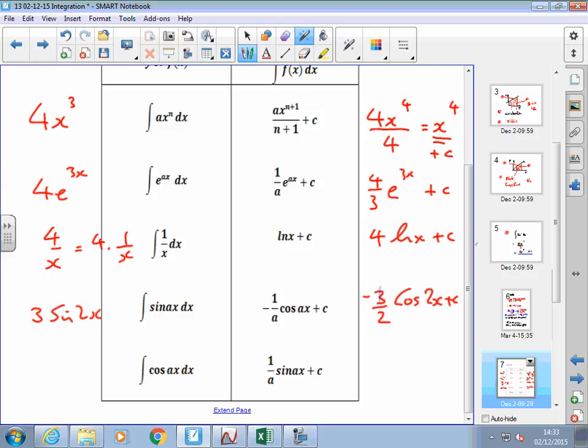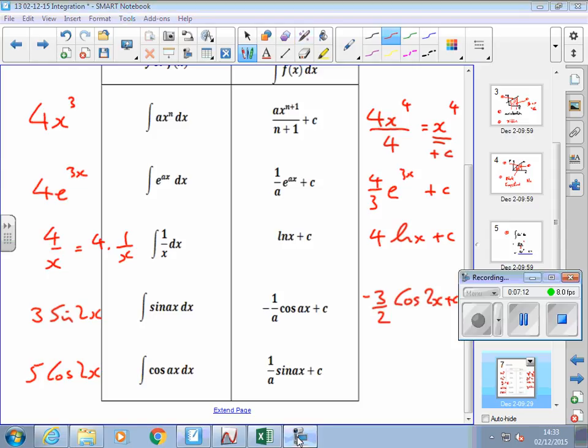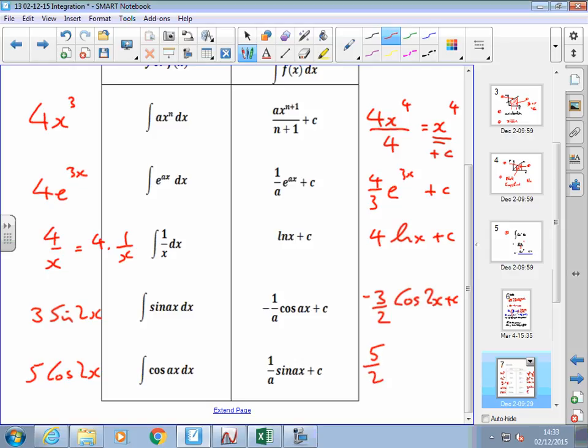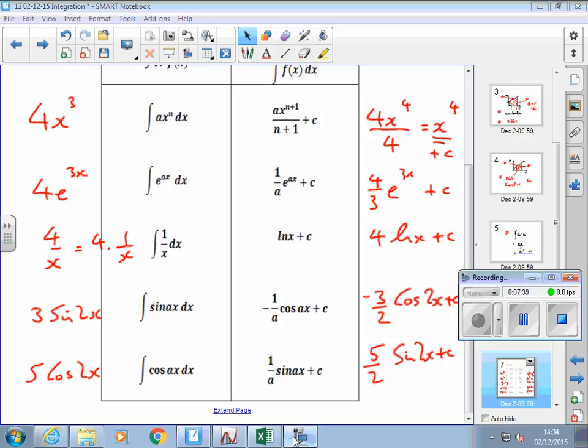Just write down what you think this last one would be. 5 cosine 2x. What would that be? Hopefully 5 over 2 sine 2x plus c. So those are the basic rules. There are other integrals, but they're the main ones that we use, so those are ones I'm giving you. And what we're going to be doing is using this table of integrals exactly the same way as we did the table of differentials. Okay, I'll stop that there.